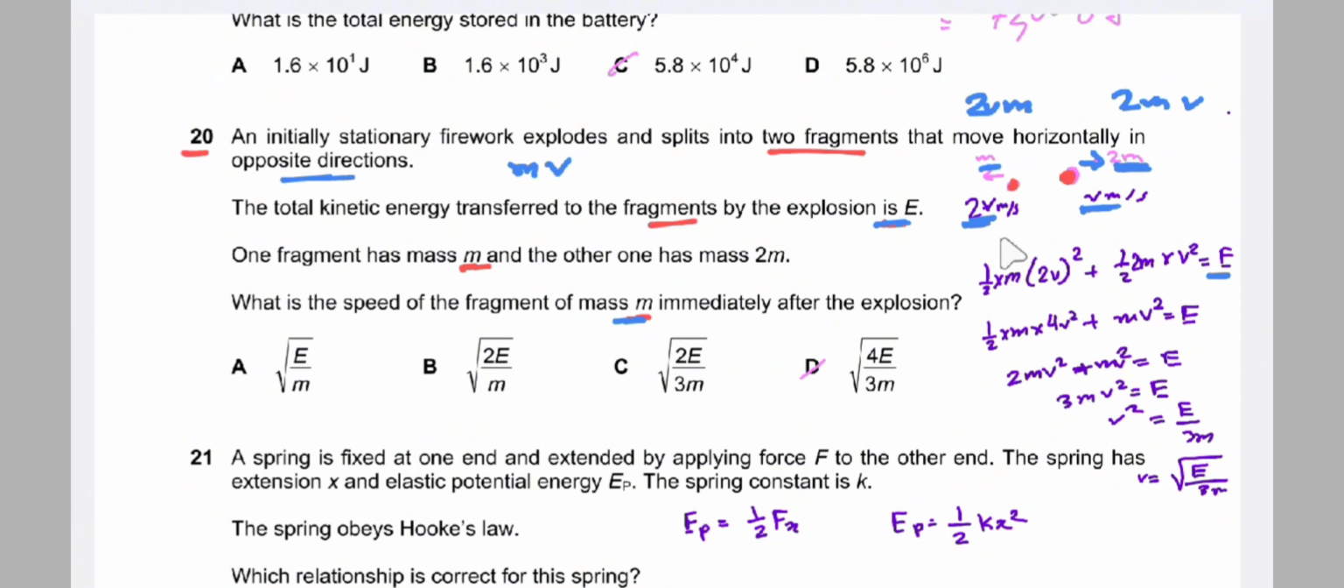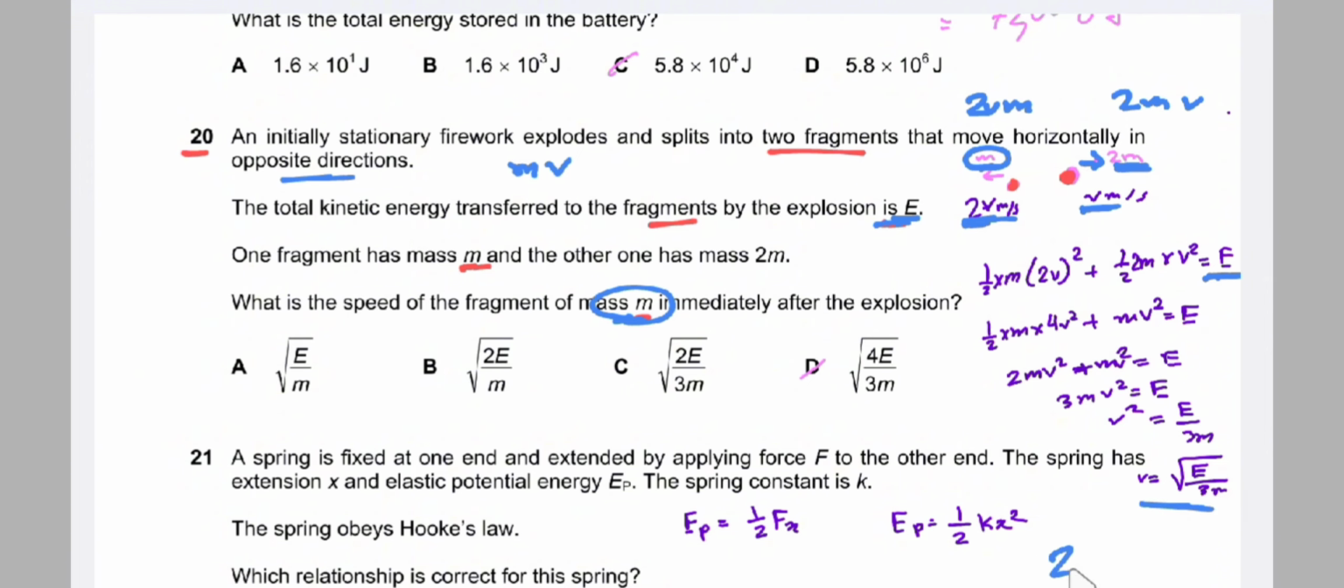So half m into (2v) squared plus half 2m into v squared is the total energy, that is the total energy transferred to the fragments. So we equate this and find the value of v, that is v is equal to root over E by 3m. But we need to find the speed of the fragment of mass m. So fragment of mass m has a speed of 2v.